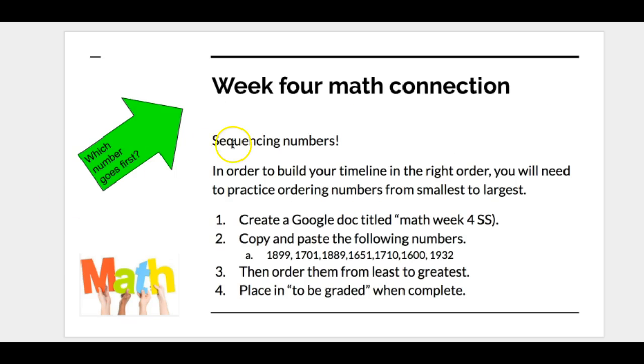There is a math connection, and it will be about sequencing numbers because it's something that you need to do when you're creating your timeline, and be sure that you have those events in order. So you'll just copy and paste the following numbers, order them from least to greatest, and place that in your to be graded.